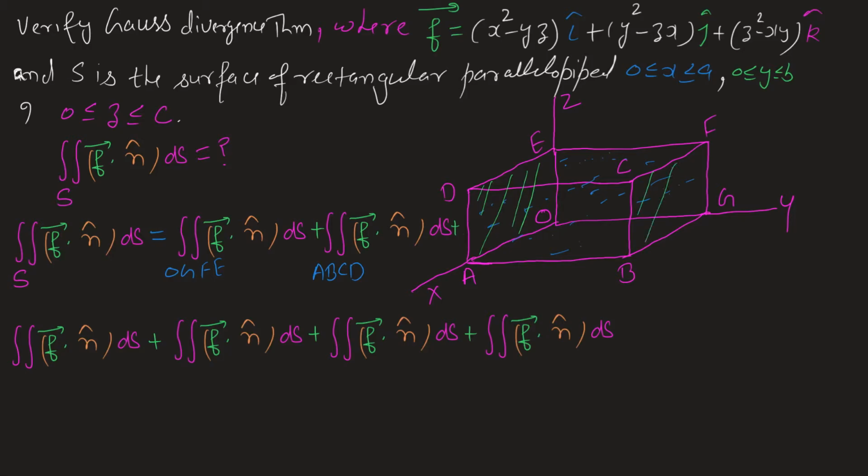This face, in anti-clockwise sense, will be A, O, E, D. This will be B, G, F, C. Now next will be this face, this and the topmost, bottom and the top.